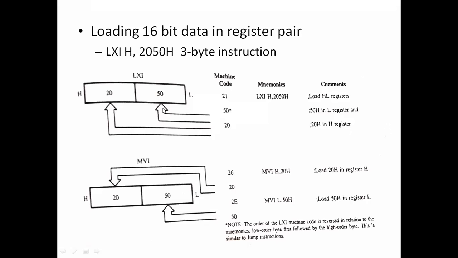The same thing can be done differently. If we don't want to use LXI, we can use the MVI instruction. By using this, we can write MVI H 20, which is a 2-byte instruction. Similarly, MVI L 50. So the H register can be loaded by 20 and the L register by 50. But the difference is that LXI requires only 3 bytes, while if we are using these 2 instructions, it will take 4 memory locations. So it is always better to use fewer memory locations. This is just the comparison of the LXI instruction and the MVI instruction.